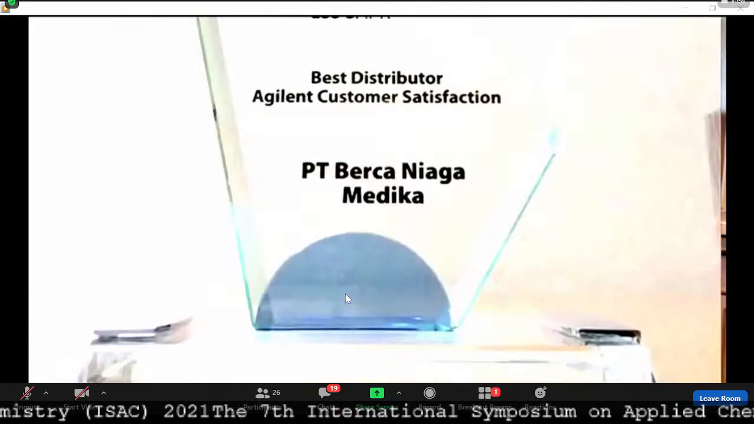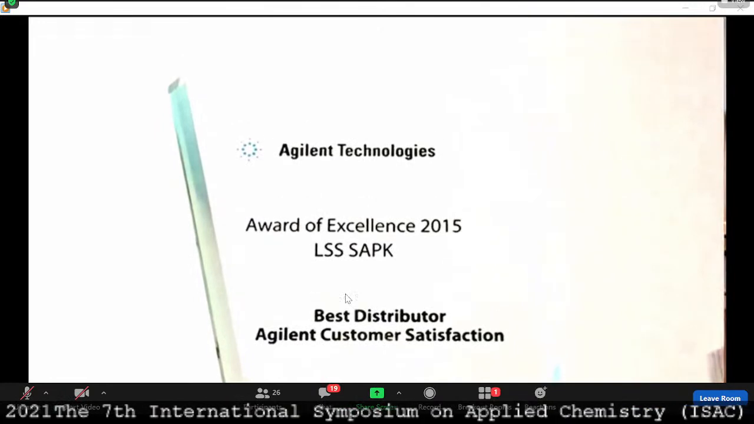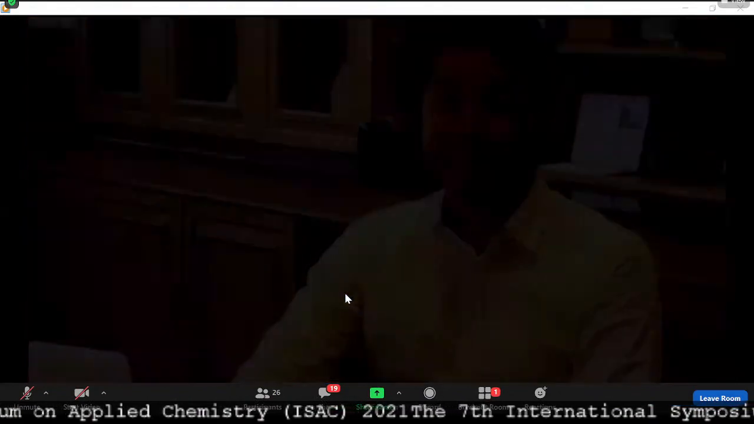We believe that Werken Niaga Medica is very well suited to meet with all stakeholders to support the quality of life and to improve it in Indonesia. We fully support Werken Niaga Medica to meet with all stakeholders and form partnerships to improve the quality of life of people in Indonesia.